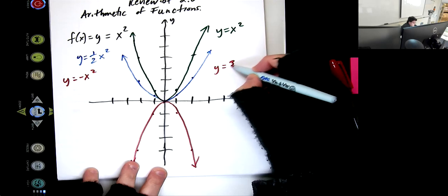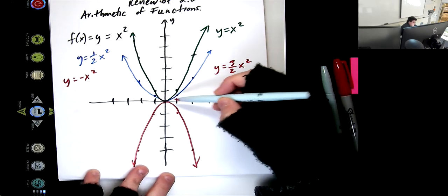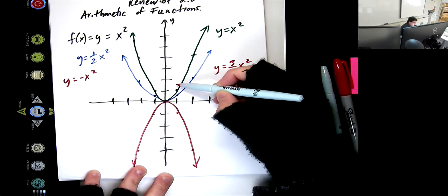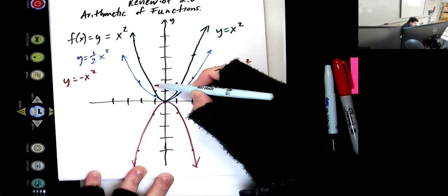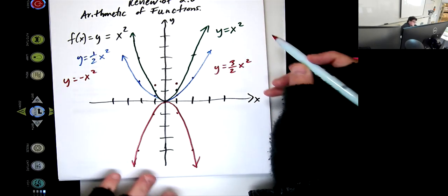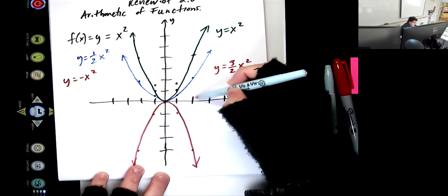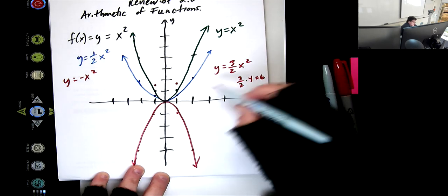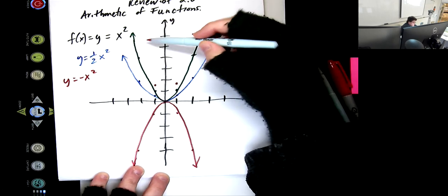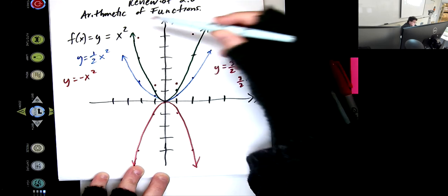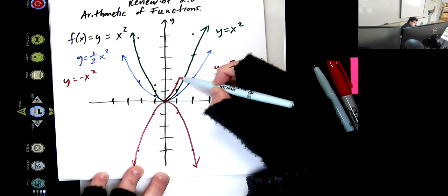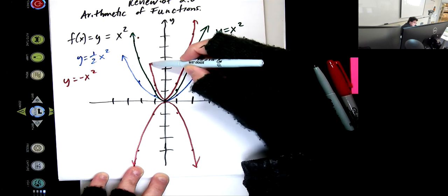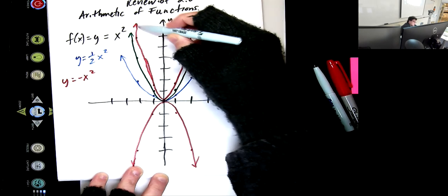where it's bigger than 1, not less than 1, it makes it look like it's growing. When we go left to right 1, we don't go up 1, we go up 3/2, which is 1.5. And we go left to right 2, instead of going up 4, we go 3/2 times 4, which is 6. So we go up to the 6th point. And so what it's doing is it makes it look like it's stretching it or making it narrower.